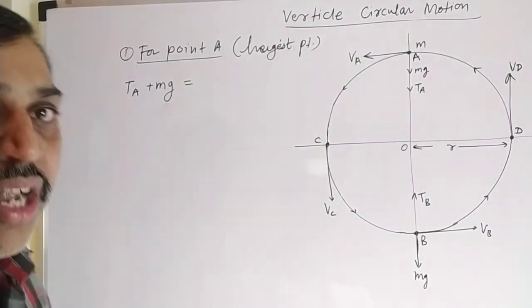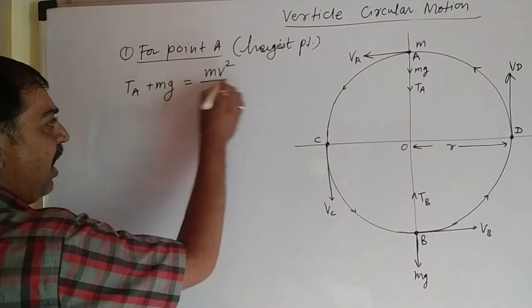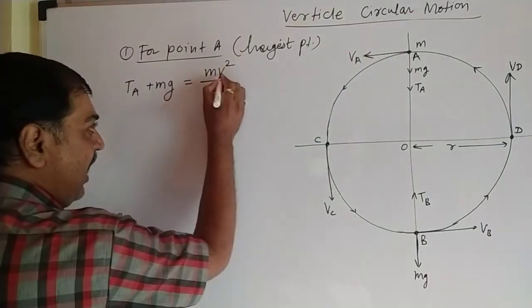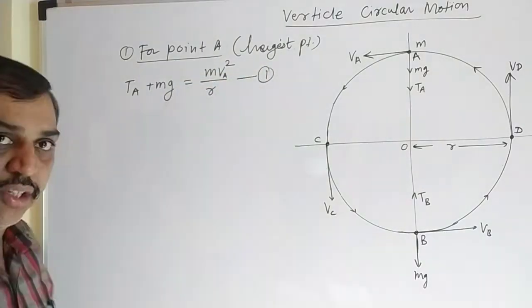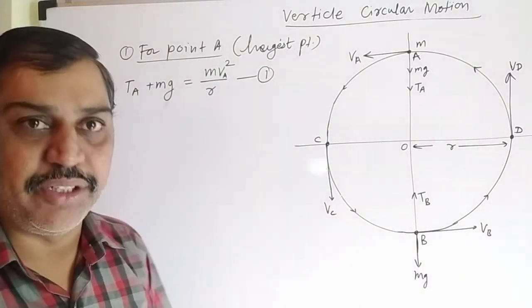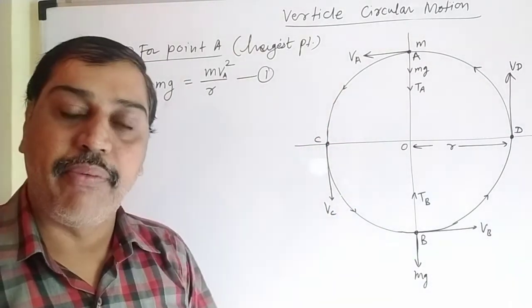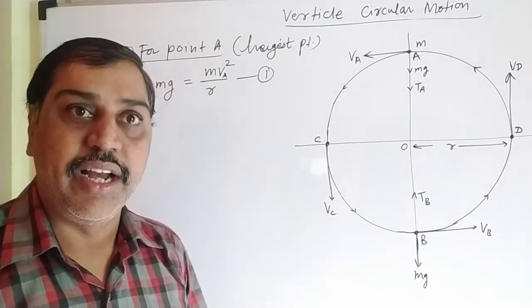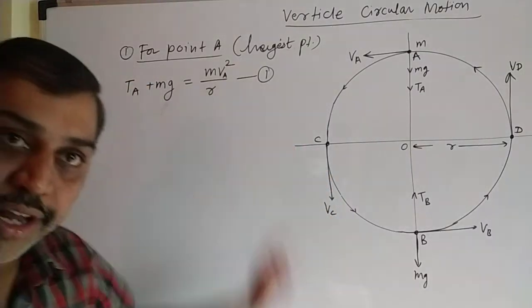They will provide the necessary centripetal force, that is mv square by r, and it is velocity at A, so it is mVa square by r. Let us suppose this is equation 1. I hope you got this equation 1. Just these two forces are responsible. They will provide the necessary centripetal force required for circular motion, so we have written equation 1 accordingly.